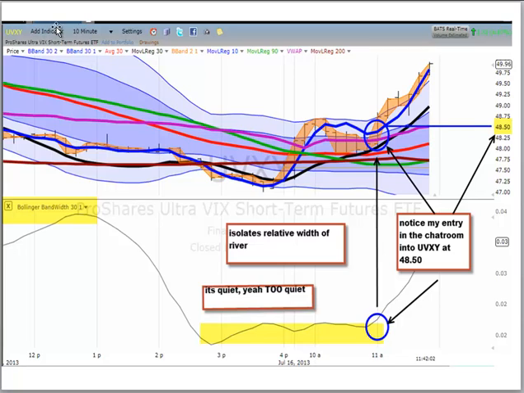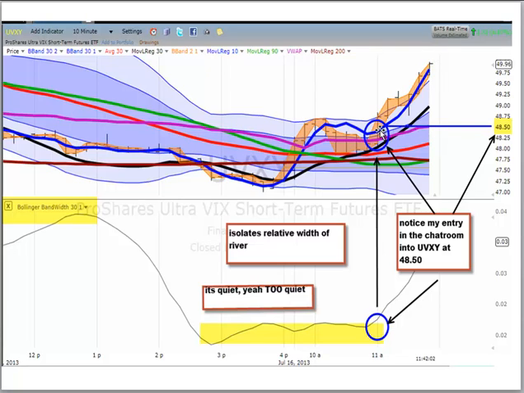So dialing back in to UVXY, now we're taking a look at 10-minute charts, and there was some discussion about how you can judge the width of the river. So you can look at the Bollinger Band width, and you can see how during this period of sideways quiet channel, it had gotten very, very narrow on the Bollinger Band. And the breakout at 48.50 in UVXY, which is why we bought it here, on the 3-minute charts, but on the 10-minute charts, you can really clearly see it leaving the river and moving out smartly.